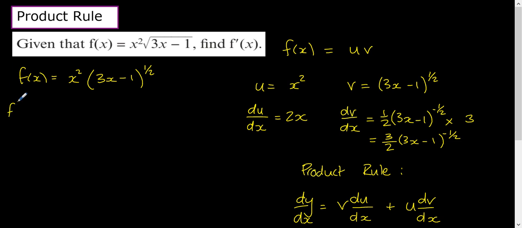So I'm going to say then that f dash x, which is my derivative of f of x, is v times du by dx. So we've got this 3x minus 1 to the half, that's my v, times 2x, which is my du by dx. So I'll just write 2x times 3x minus 1 to the half. That's my v times du by dx. It doesn't matter that I've written them the other way around. This is just algebraic standard notation. And then I'm going to do u times dv by dx. So x squared multiplied by 3 over 2 of this. So I'm going to have 3x squared over 2 multiplied by 3x minus 1 to the minus 1 half.